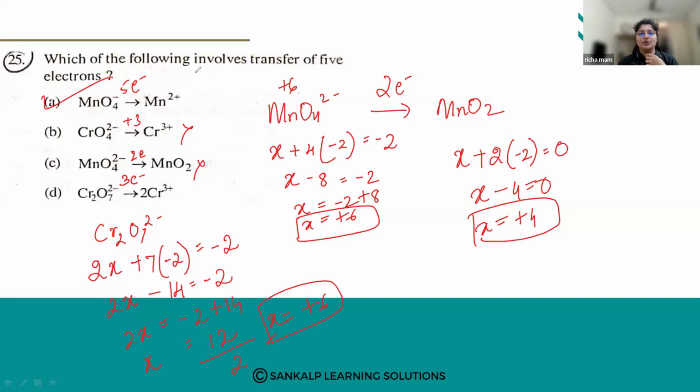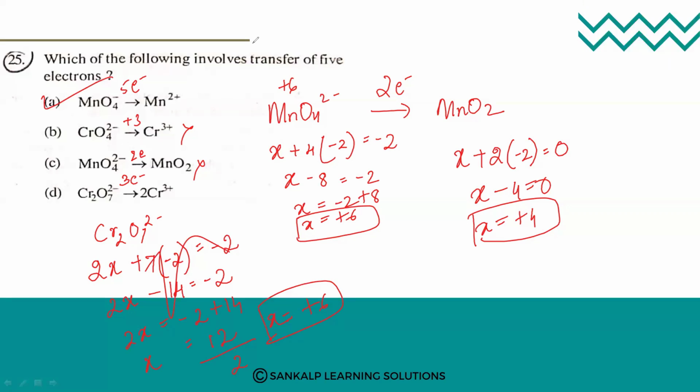I hope you have understood, right? So they have asked which of the following involves the transfer of 5 electrons. So which is the answer? First one. Okay. So like this, you need to solve. They will give you any such compounds, and you have to find. Got it? Okay, let us go for the next one.